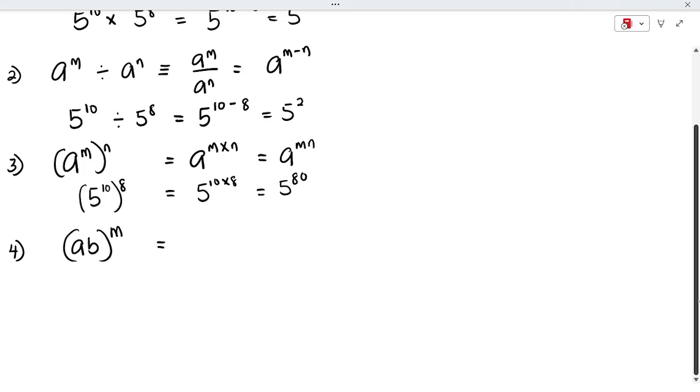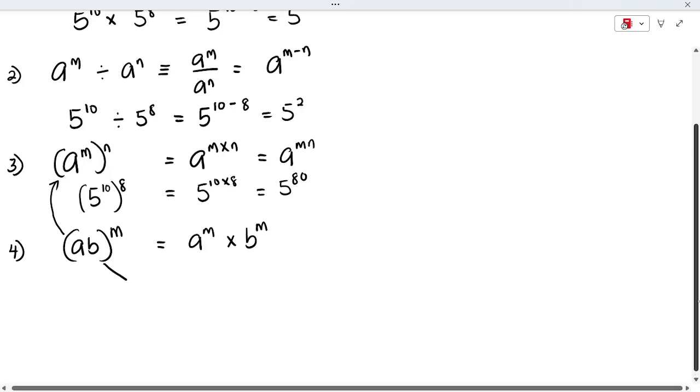Now this is what actually happens here. Let's break it down. Your answer is going to be something like A raised to the power m times B raised to the power m. So the power affects both of them. As I said, this is not really a different law per se. It is a variation of law number 3. How, you may ask.